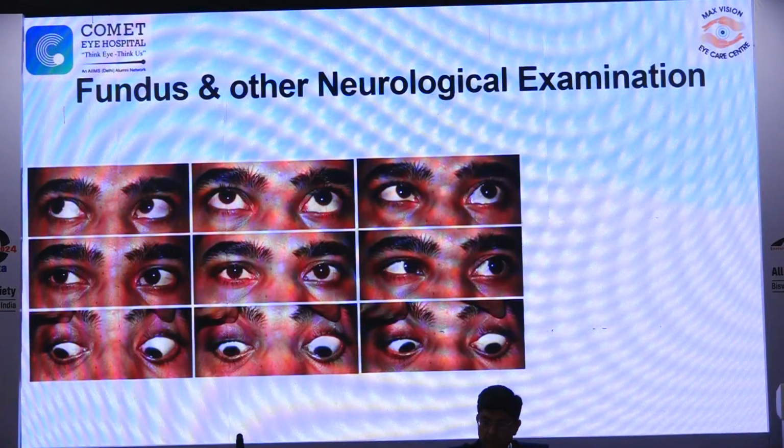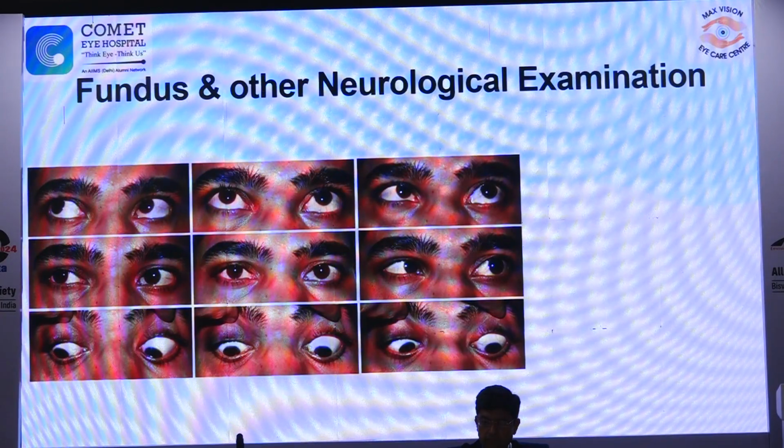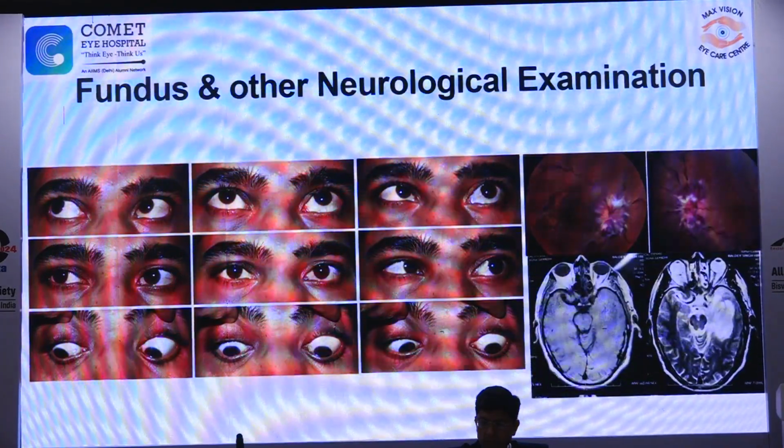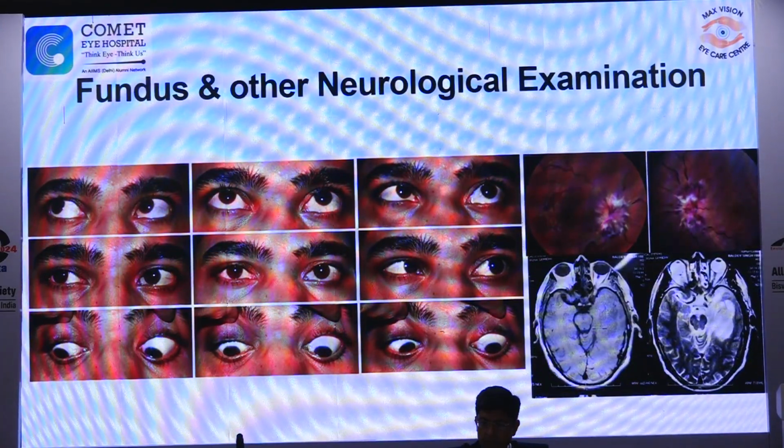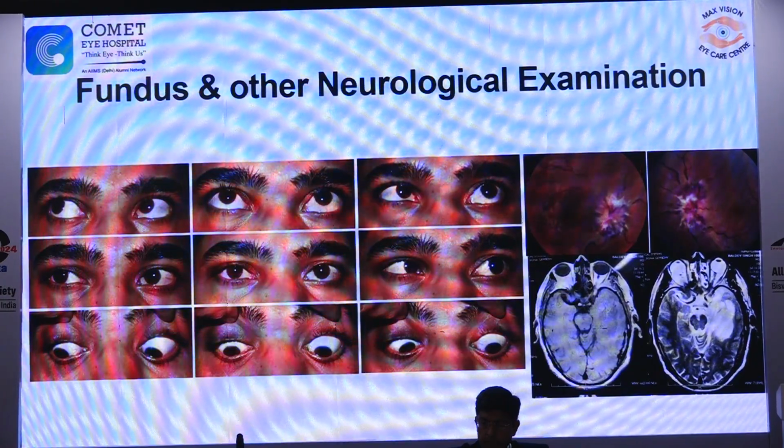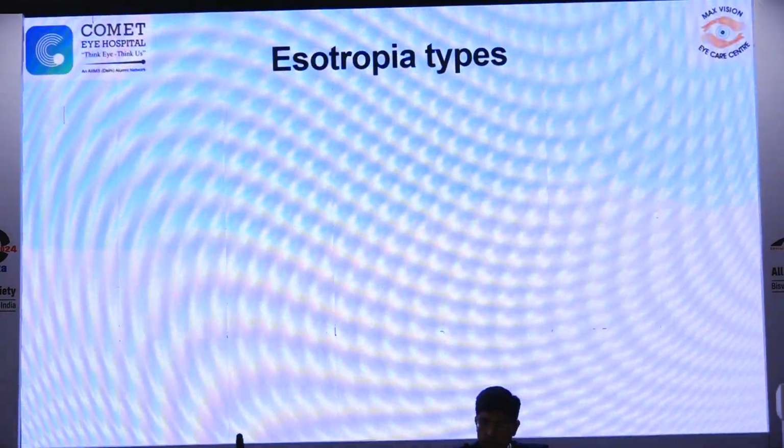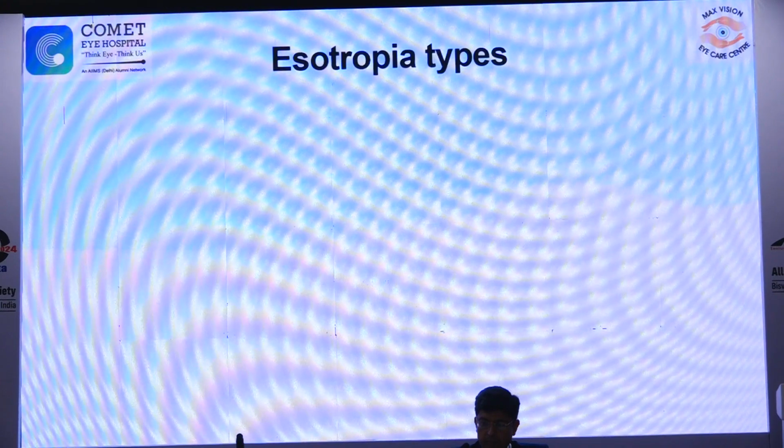Fundus and neurological examination is important, because this is the case I showed you before, which had a bilateral limitation of lateral movements of both the eyes. This case has papilledema, and the cause here is an intracranial space occupying lesion. So sixth nerve palsies can present like an esotropia, and they can have severe life-threatening issues along with them.